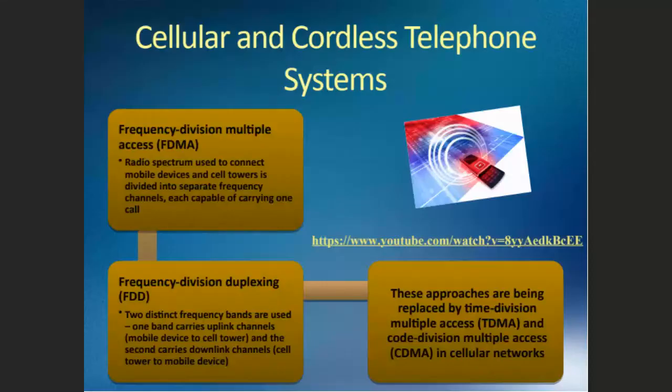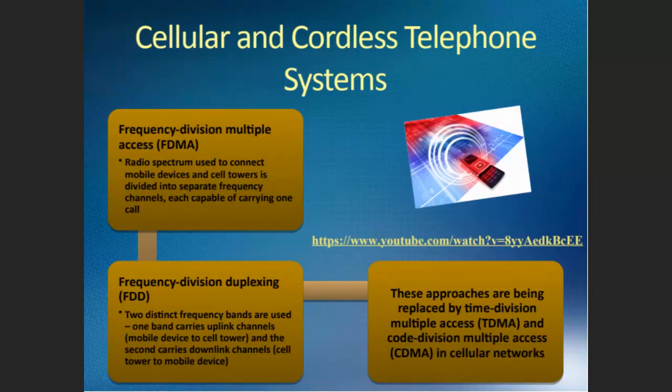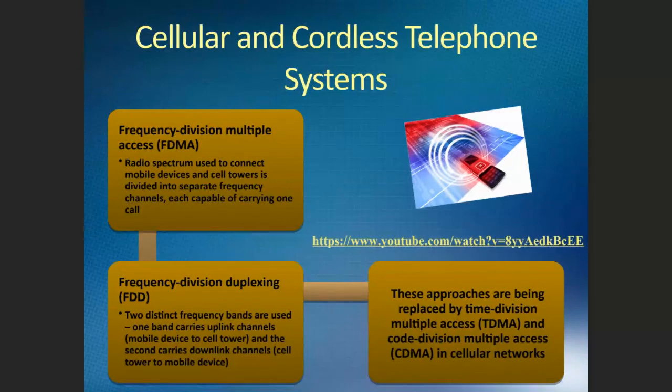So we go to the next slide. Cellular and cordless telephone systems. These are your mobiles. So we have the frequency division multiple access, FDMA. Here, radio spectrum is used to connect mobile devices and cell towers, because your mobile is not talking to the other mobile directly. It will go to a cell tower, and towers talk to towers. Then it will come to you, okay?